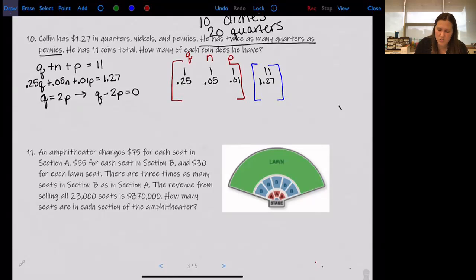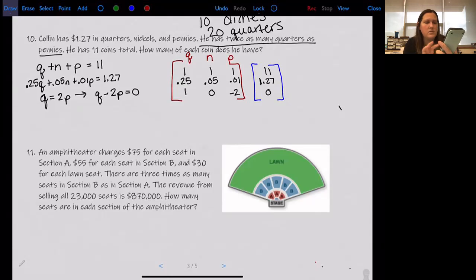Now my last equation, the quarters, the coefficient is 1. The pennies, the coefficient is -2. There is no nickels, so it's 0. And my constant on the right side is 0. All right, so I'm going to input those in my calculator the same way.